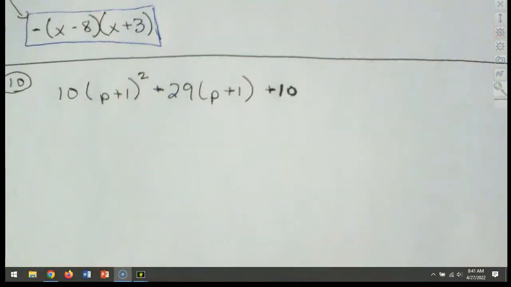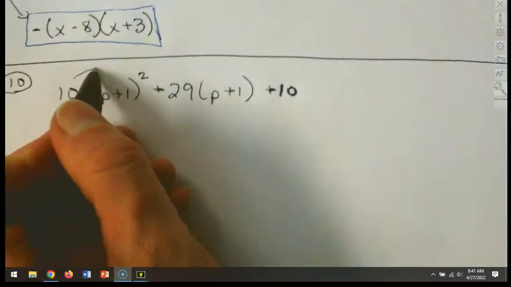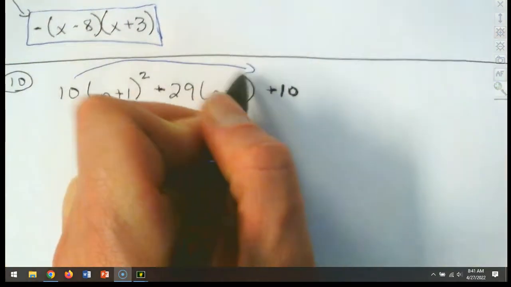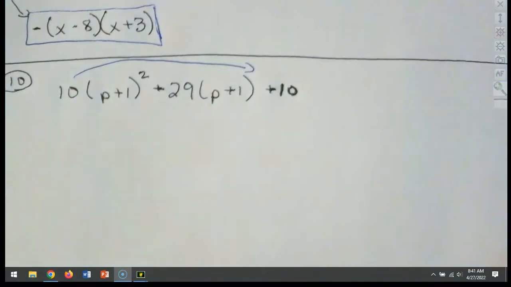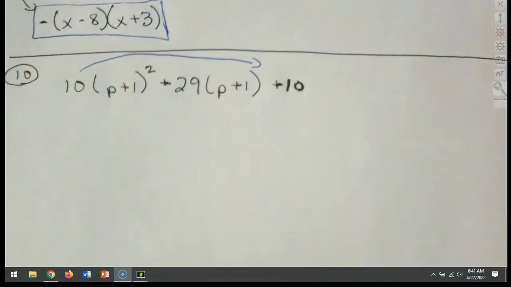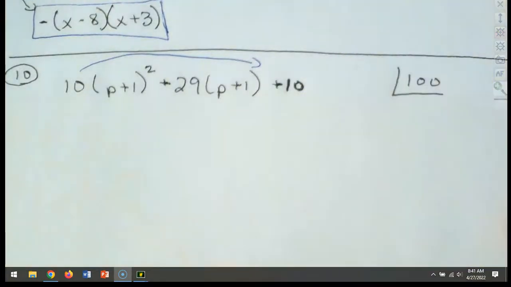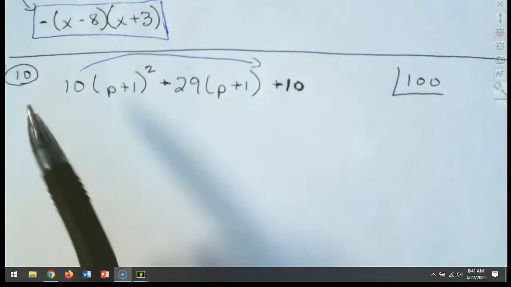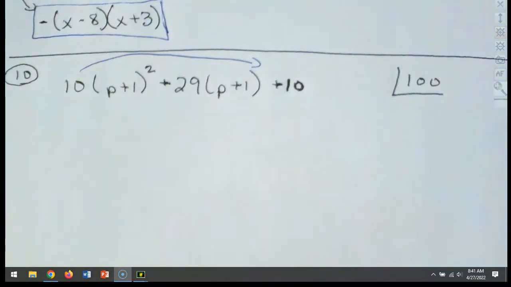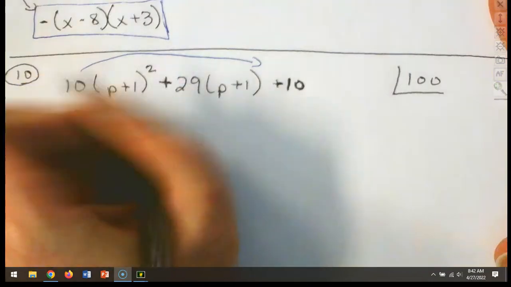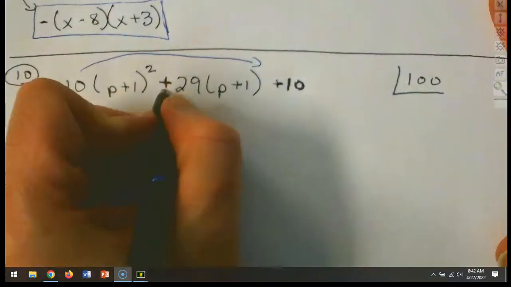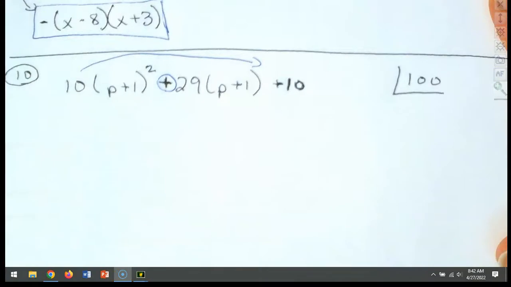So that tells me then that I take the first times the last. And the first times the last, 10 times 10, is 100. Okay, is everyone all right with that so far? First times the last is 100. Now, what do we know about the sign? 100 is positive, so we know they are the same signs. What's the sign in the middle? Positive, so that means these are both going to be positives.